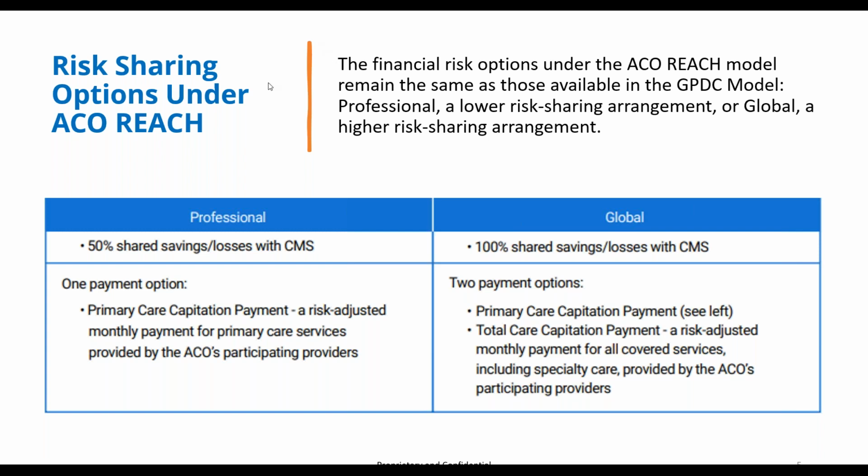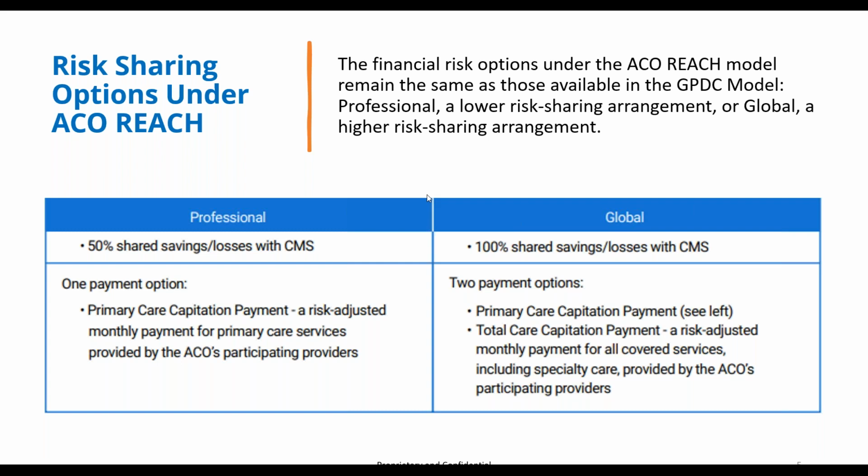Under the professional risk, you only have one option, that is primary care capitation. Now, in the primary care capitation, you essentially get the capitation amount for all the primary care services you are providing, but all the other services will keep going as FFS claims as they're going so far. FFS stands for fee for service claims. Under the global one, you get both the options, the primary care capitation and the total care capitation.